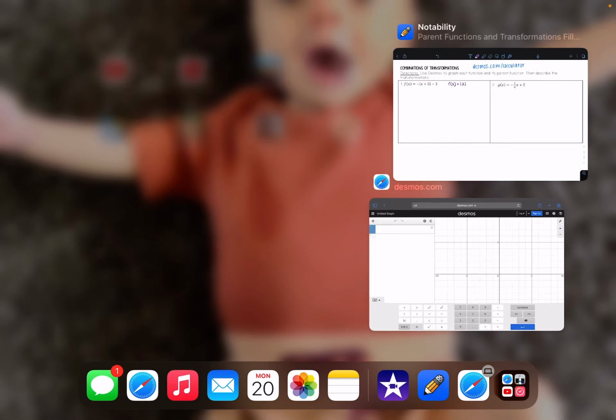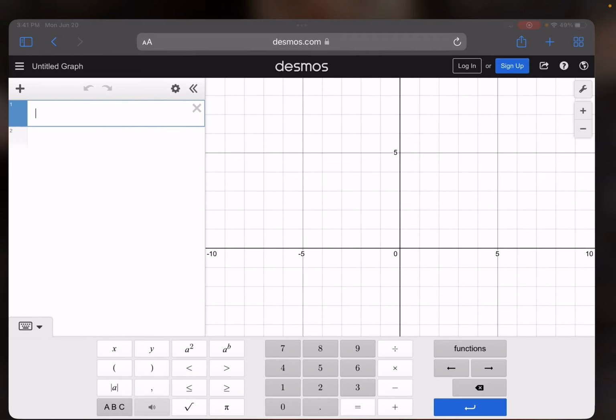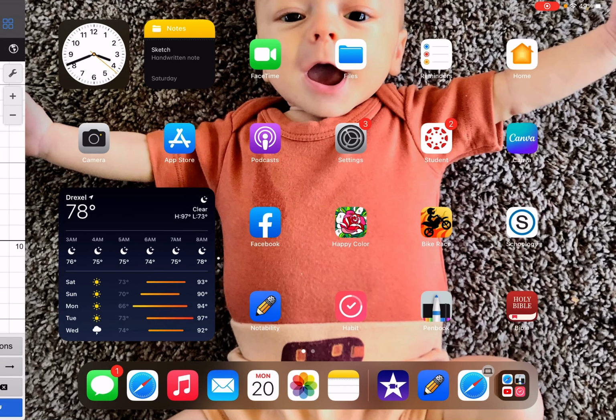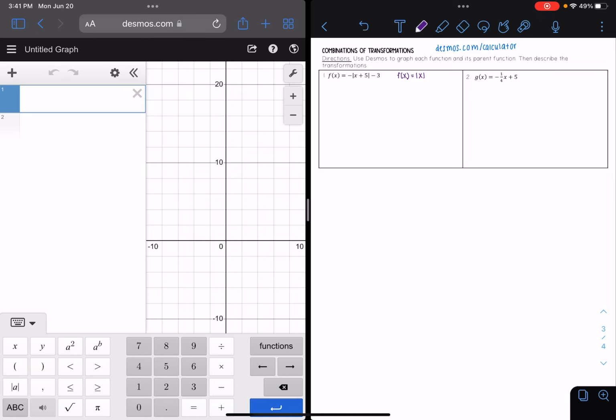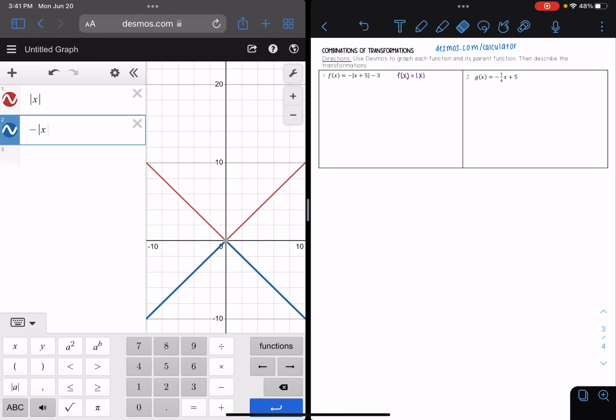So I want to go over to Desmos. Go ahead and do a split screen here. And so I'm going to go ahead and first type in my absolute value. So I'm just going to hit A and X. And so there's my parent function. And then now I need to go ahead and type in my function here. So it's going to be negative absolute value of x plus 5 minus 3.